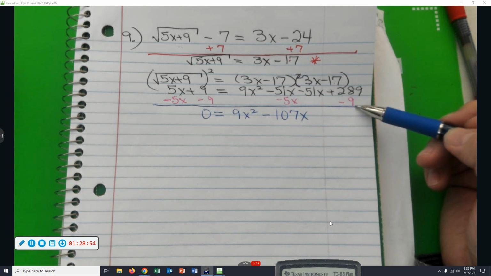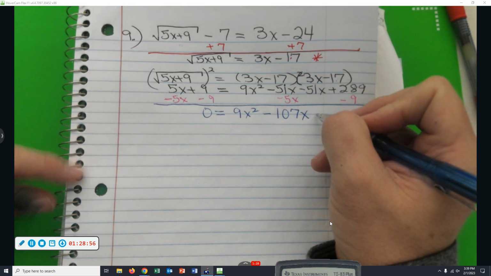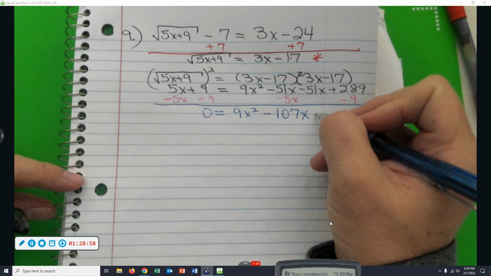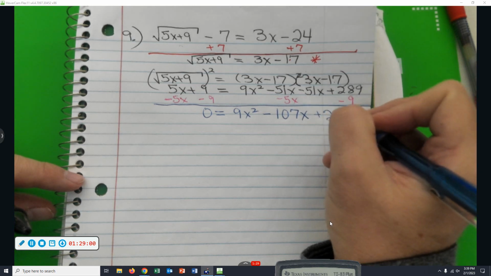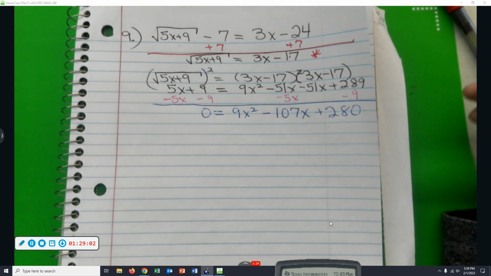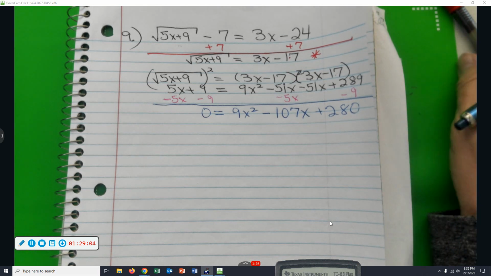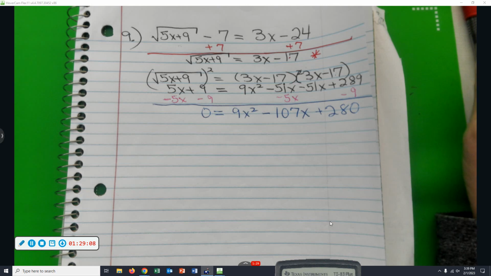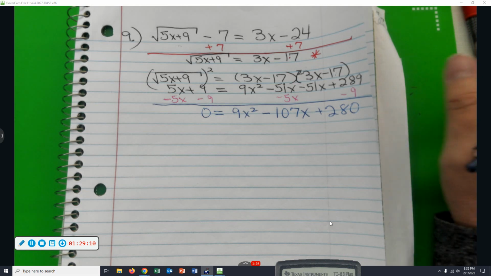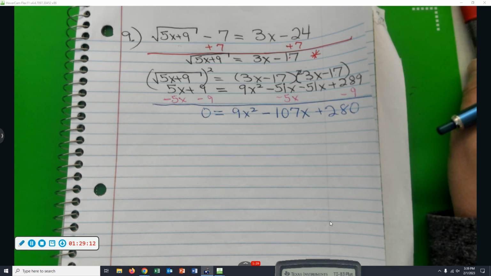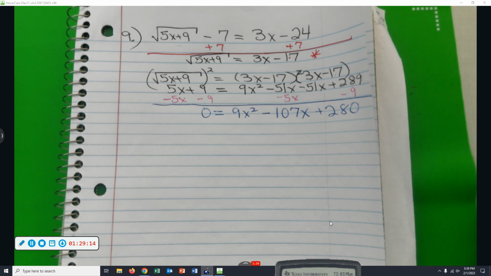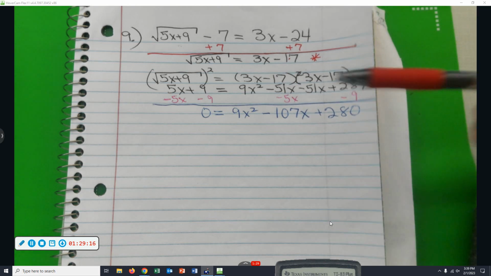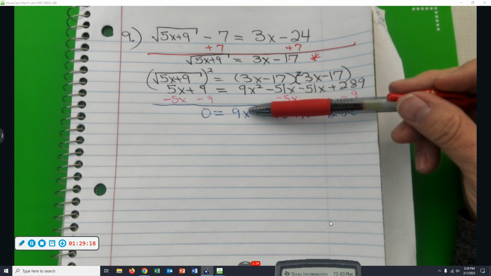$289 minus 9, that's going to give me what? A 280. If we had time, I would play around with this because the instructions don't say to use the quadratic formula. So I'm pretty confident this is factorable. But my goodness, 9x squared isn't that bad.